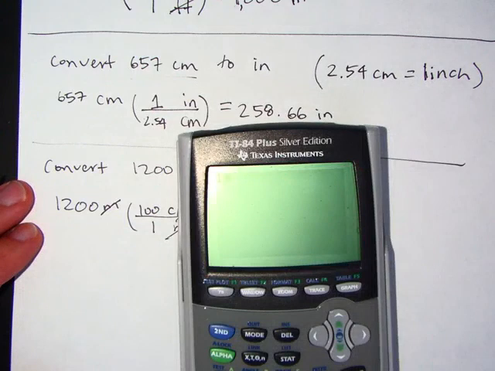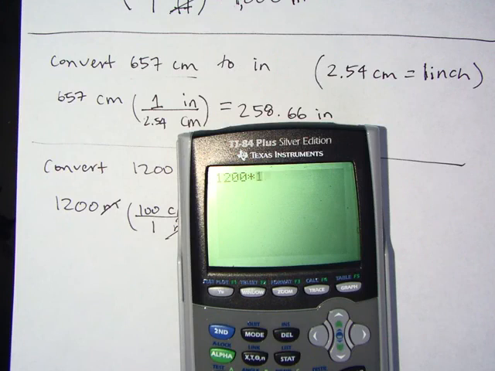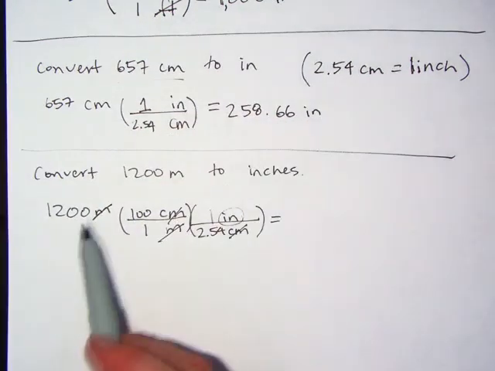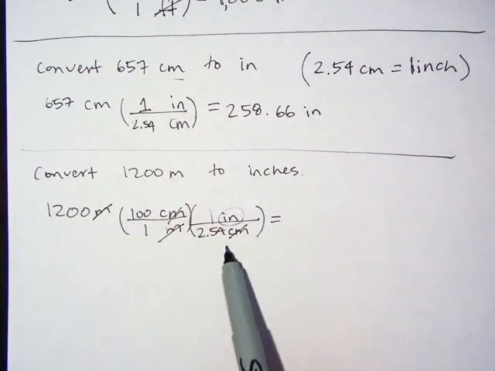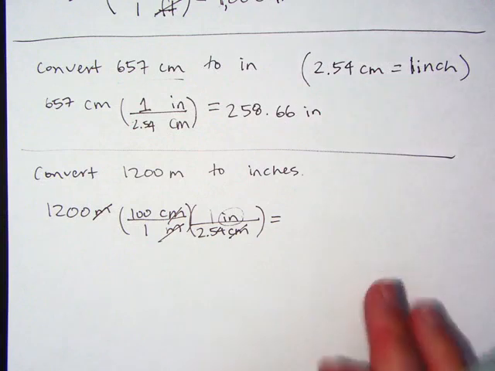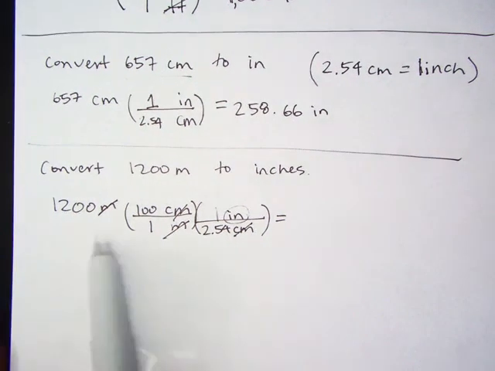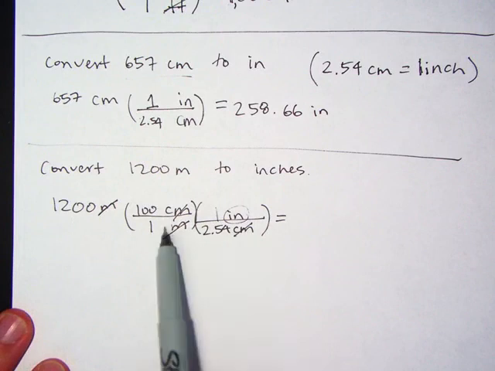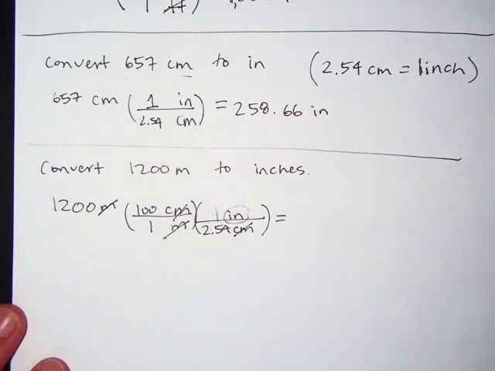So we take 1,200, oopsies, times 100, and divide by 2.54. You can do it all at once. That's the nice part about this, is you can just take 1,200 times 100 and then divide by whatever's on the bottom. If there was more stuff on the bottom, you just keep dividing. But in this case, there's only one thing on top, one thing on bottom. You're essentially saying 1,200 times 100 times 1 divided by 1 divided by 2.54, and then you hit enter.